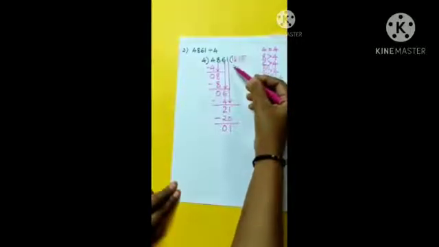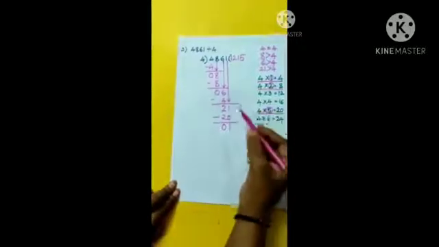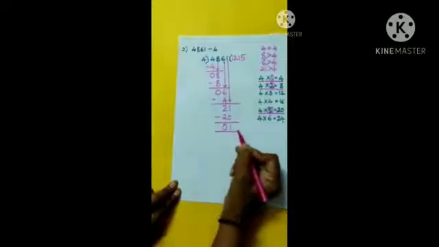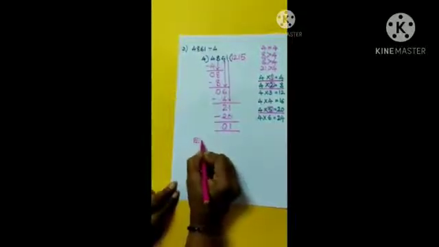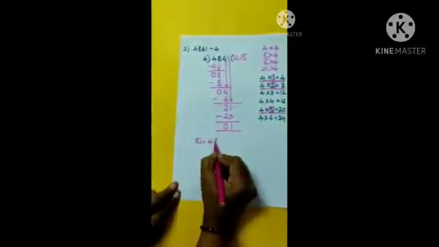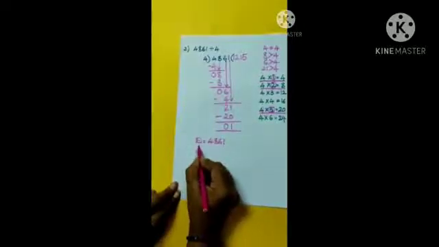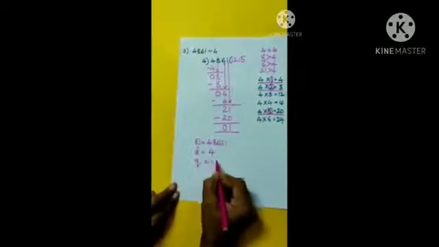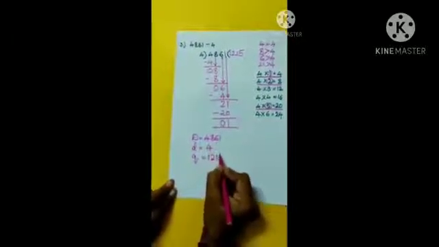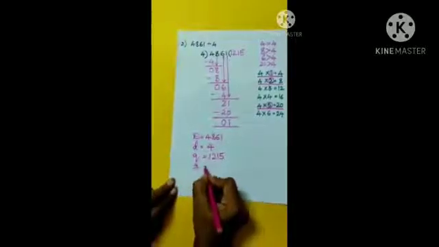As there are no more digits to bring down, we have finished our division. Now let us write the division terms. Dividend is equal to 4861. Divisor is equal to 4. Quotient is equal to 1215. Remainder is equal to 1.